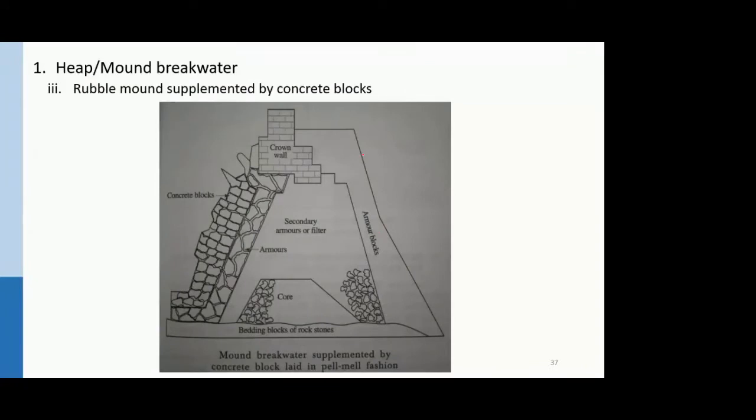Then another type in your heap or mound breakwater is the rubble mound breakwater supplemented by concrete blocks. Here they have made a combination type of breakwater. Combination as in, if you see the diagram, the most interior part is the core and it is made up of rubble.